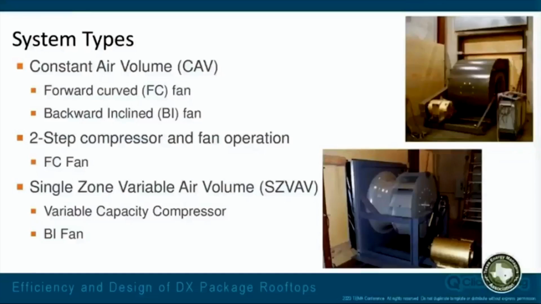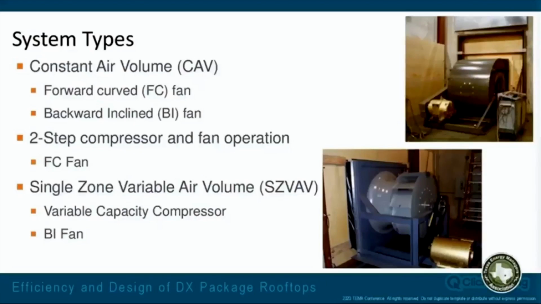Starting with the system types, we're going to look at three types, and one of them is going to have two variants. First, we're going to look at the constant air volume system. That's going to be our baseline. That should be the highest energy use of all of them we're going to look at. But we're going to look at what happens if we just change the fan type from a forward curve fan to a backward inclined plenum fan.